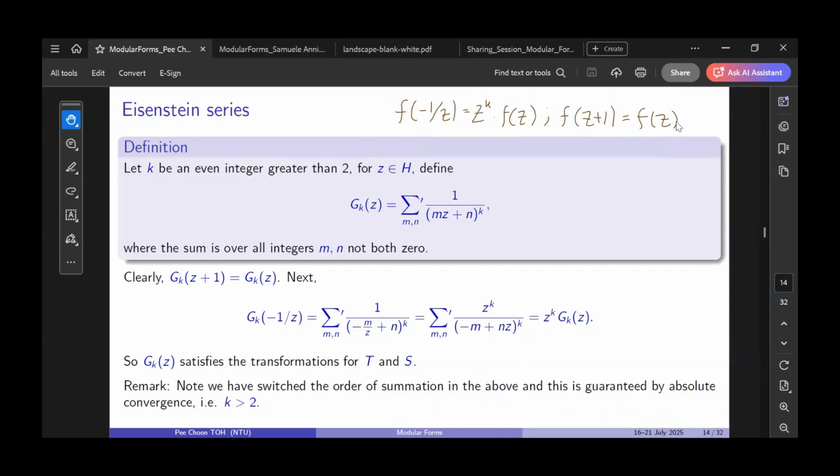So we now check whether this series that we have defined will satisfy these two conditions. So let's see. Clearly, g_k(z+1) is equal to g_k(z). Why? Why is it clear?